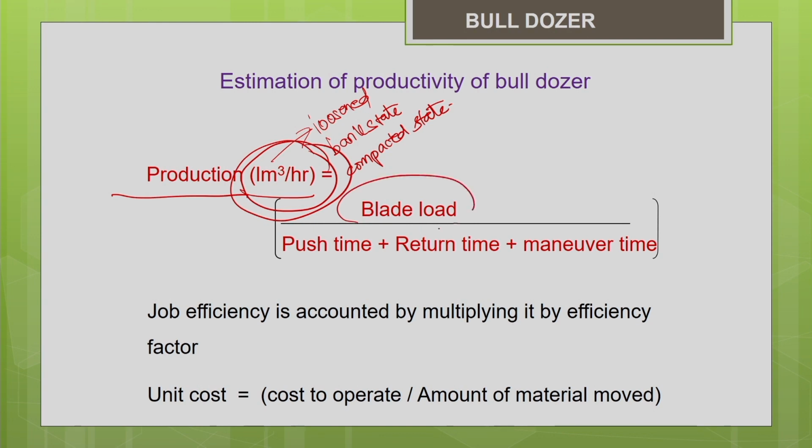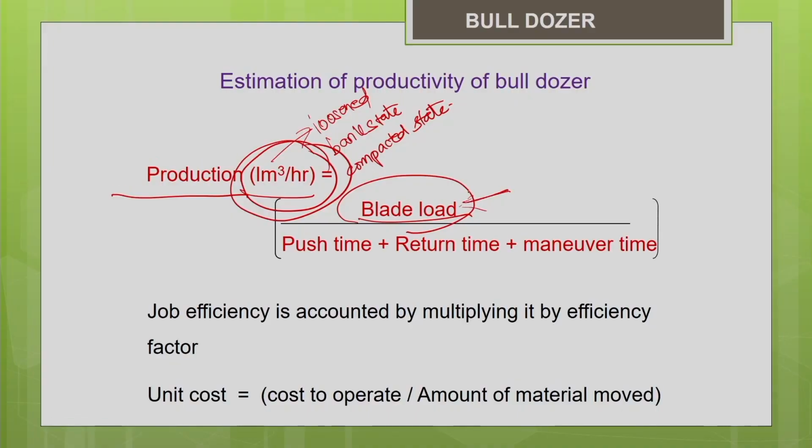It is nothing but your blade load divided by the cycle time. So how to determine the blade load? Just now we discussed. You can get it from the manufacturer, the blade capacity, or from your own past experience, or you can do the field measurement yourself, find the dimensions of the pile of material lying in front of the blade and determine the blade capacity. This is how you determine the blade load. And the cycle time is made up of push time, return time and maneuver time. The push and return times are variable, and the maneuver time is a fixed time.